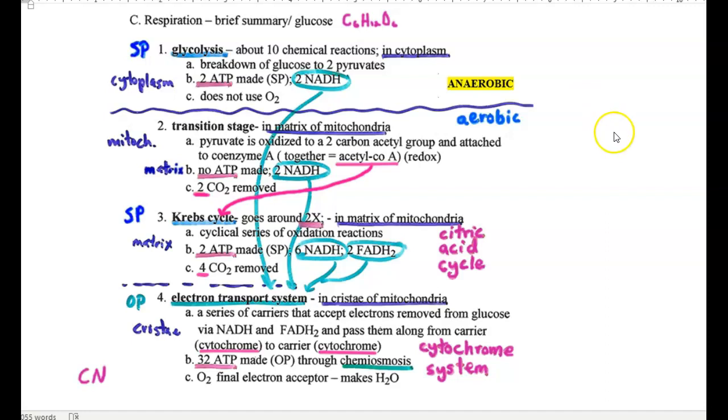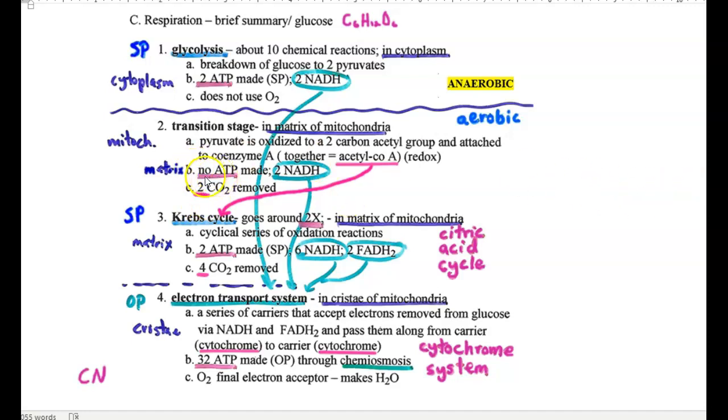Next, the pyruvates are going to go into the matrix of the mitochondria. So the pyruvate is going to get oxidized to a 2-carbon acetyl group. It's going to be attached to coenzyme A. Together, they're going to be called acetyl-CoA. So notice they have 2 carbons, because 2 carbon dioxides are going to be removed.